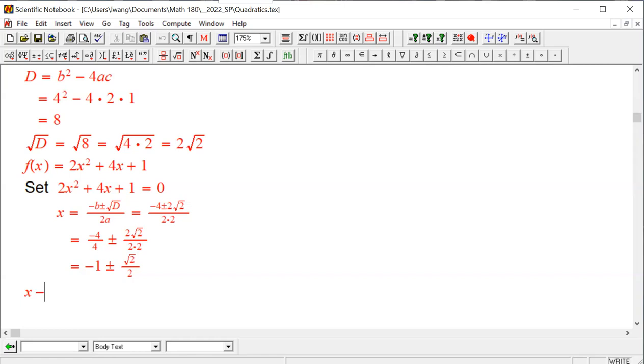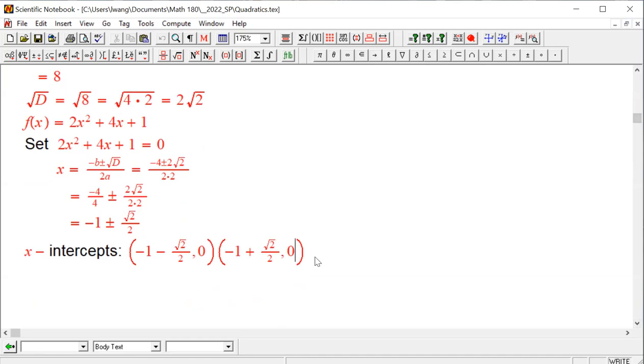X-intercept, let me turn on the light. Okay, 2 x-intercepts. What are these 2 x-intercepts? One is negative 1 minus root 2 over 2, comma 0, right? This is a minus. And the other x-intercept is minus 1 plus root 2 over 2, comma 0.